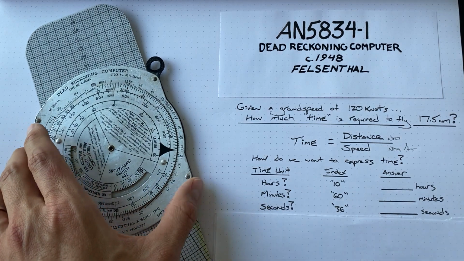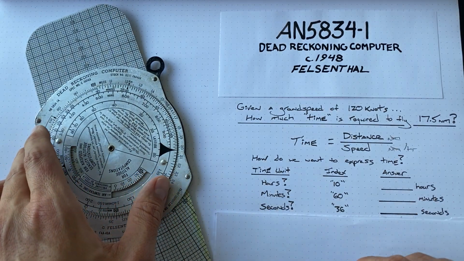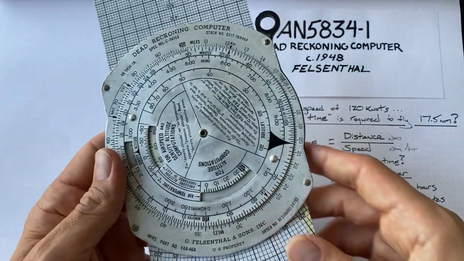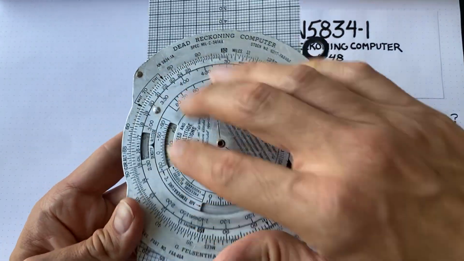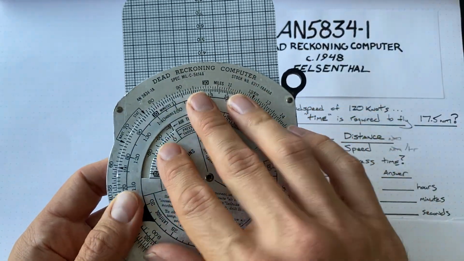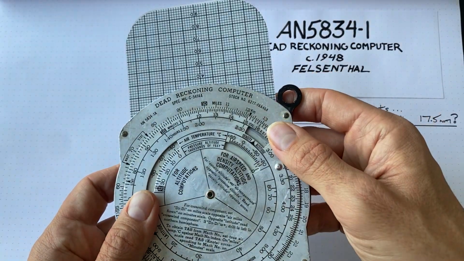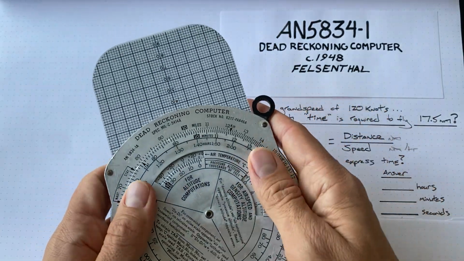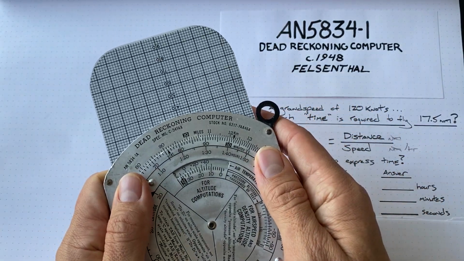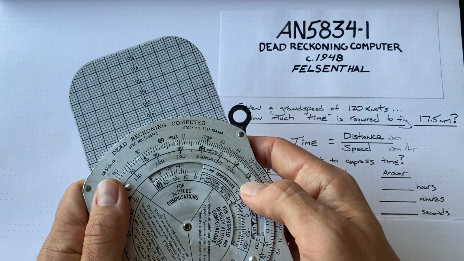If we wanted to calculate the answer to this problem in hours, what we would do is we would set the unit index, which is down here. This is the 1. It's a 10 on a flight computer. It would be a 1 on a slide rule, to our ground speed. So our ground speed is 120, which is represented by the 12 up here. So I'm setting the unit index to that ground speed, 120.